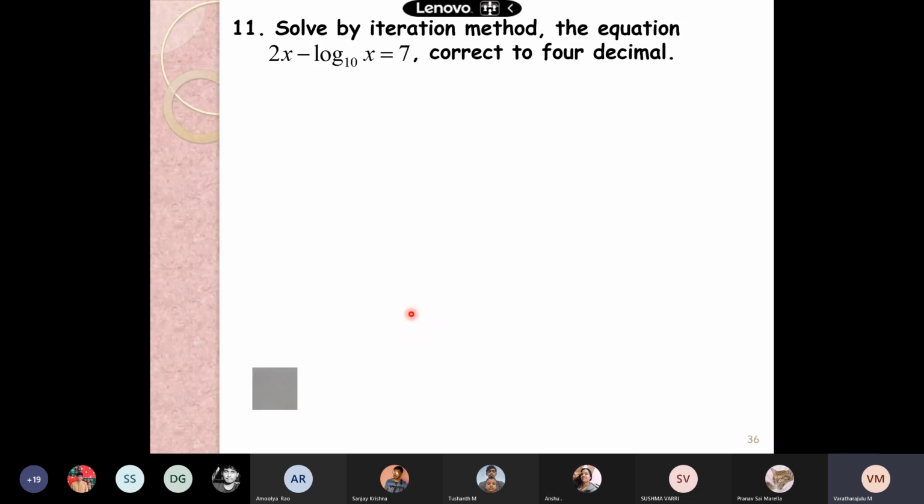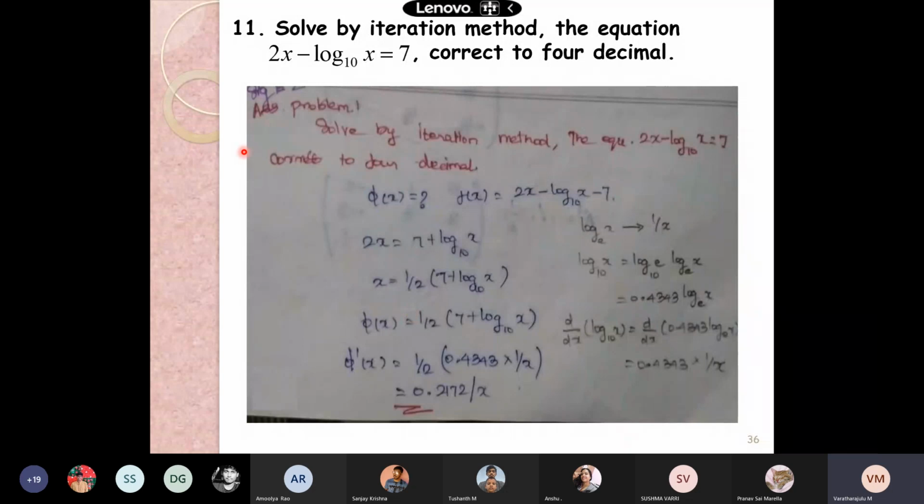So this is our problem: phi of x we need to identify. The 7 has to be taken to one side for getting f of x. So f of x is equal to 2x minus log base 10 x minus 7. So our 2x is equal to 7 plus log base 10 x. So x is equal to 1 by 2 into 7 plus log base 10 x, and our phi of x is the same, 1 by 2 into 7 plus log base 10 x.